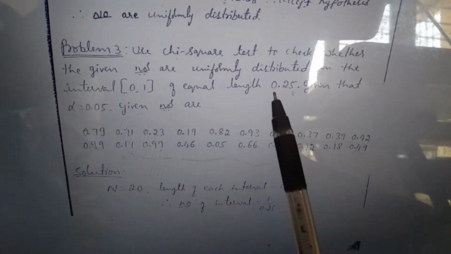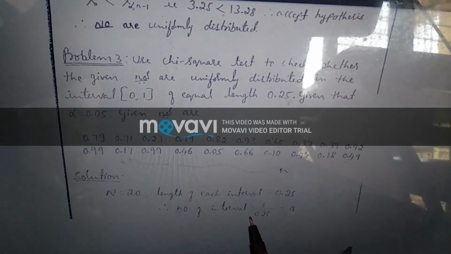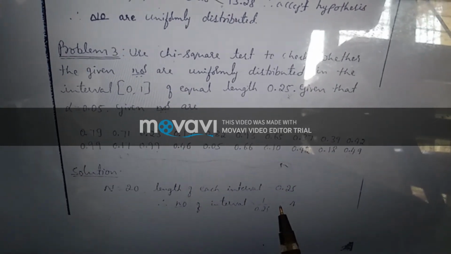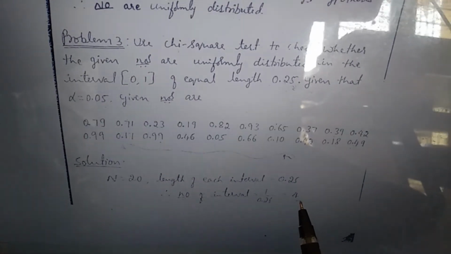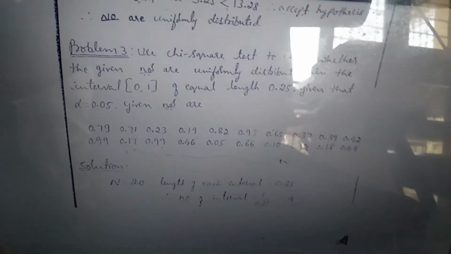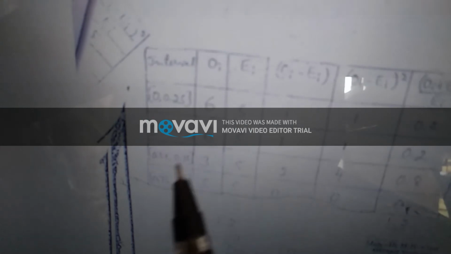The length of each interval is given as 0.25. With this, how do you find the number of intervals? The number of intervals is equal to 1 divided by the length of each interval. That is 1 divided by 0.25, so your small n is equal to 4. Here they have given equal length 0.25, so you start the table with 0 to 0.25, 0.25 to 0.5, 0.5 to 0.75, 0.75 to 1.0. Like this you have the intervals, you count the numbers from the table, and you do the problem.